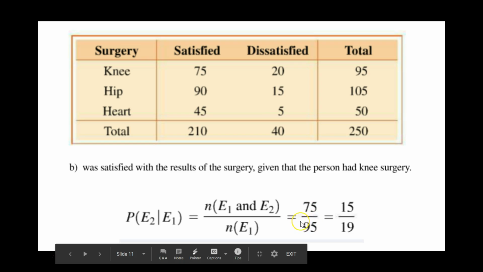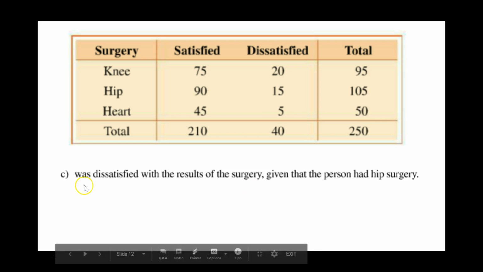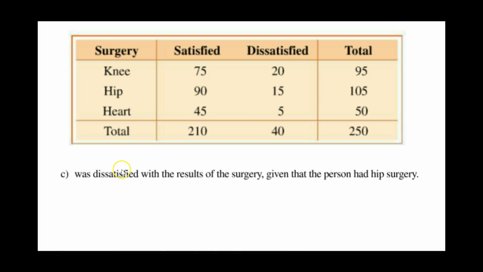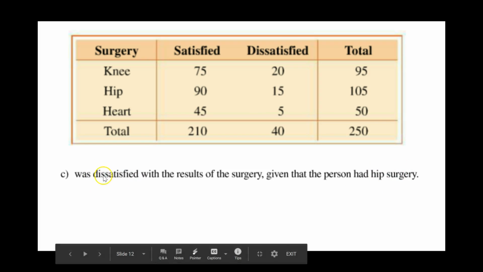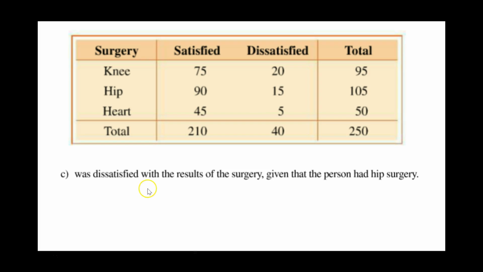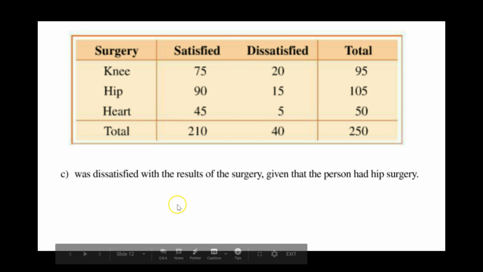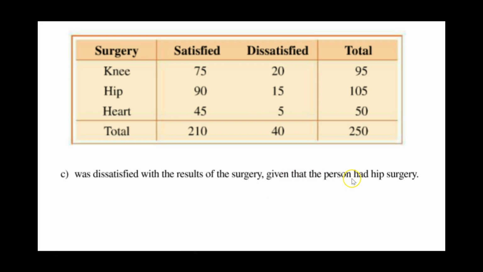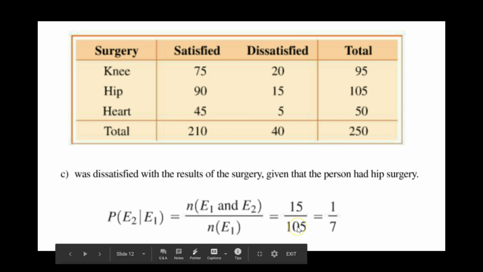So that's the one that comes second after the given. For here, here's the given. We need to find together the dissatisfied and hip surgery. Dissatisfied and hip go together and go on top. So here's dissatisfied, and we go down to hip. Hip and dissatisfied, there's 15 that goes on top. The second part is how many people had hip surgery. The total number who had hip surgery is 105. So it should be 15 over 105.